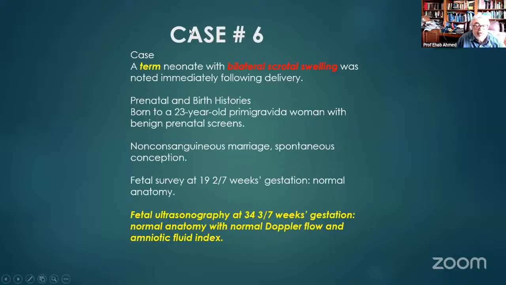Okay. This is another easy case, but the diagnosis will be very astonishing to you. This is a term baby who had bilateral scrotal swelling, immediately noticed following delivery. The prenatal and birth histories are not significant. Everything looked okay. There is no consanguinity. The fetal ultrasonography at 34 weeks and 3 days showed normal anatomy, normal Doppler flow, and normal amniotic fluid index.